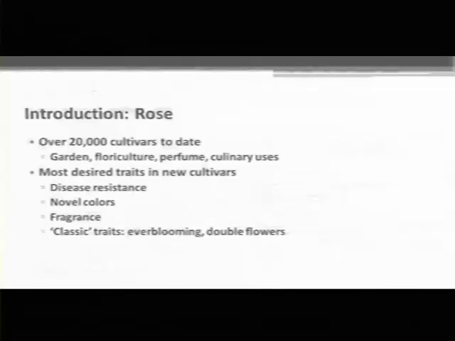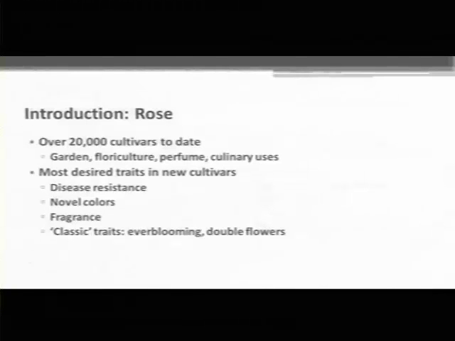So currently there are over 20,000 cultivars, but this is not only garden roses. Roses are also bred for floriculture to get long-stemmed roses for, say, Valentine's Day. They're bred for the perfume industry, for culinary purposes. You can make tea out of the petals and out of the rose hips or the fruit, and also for medicinal purposes. However, when it comes to garden roses, there are certain traits that are very, very desirable.